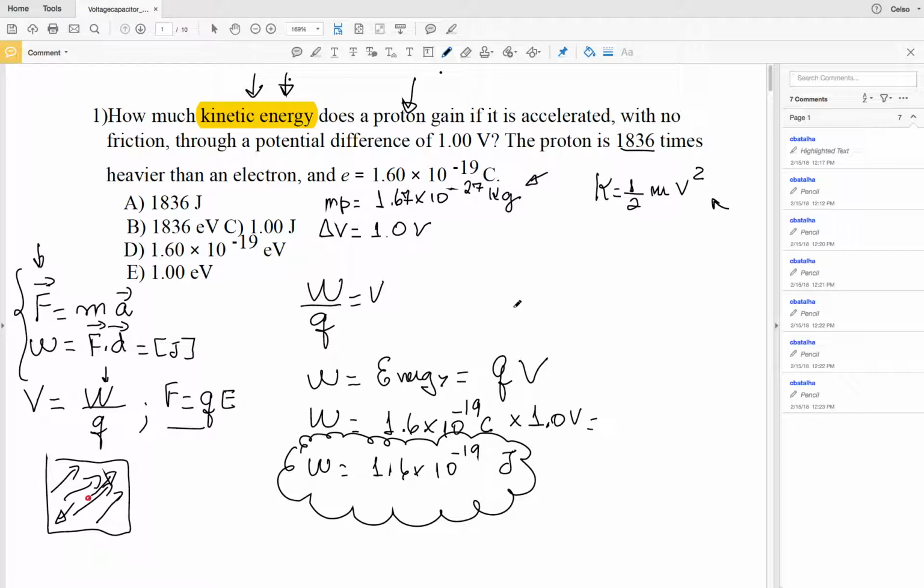EV, electron volts. This is a unit of energy. 1 electron volt is equal to 1.6 times 10 to minus 19 joules, right? So the proper answer would be in those units, but I don't want you to worry about electron volts because units of energy here are going to be pretty much joules. That's what we saw before.